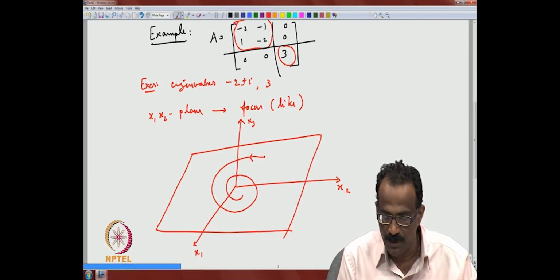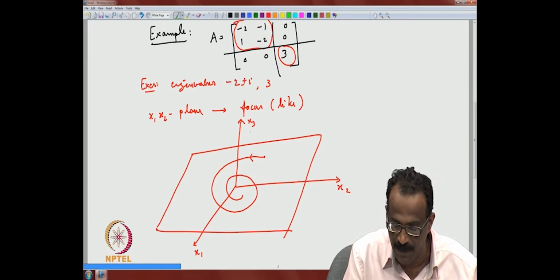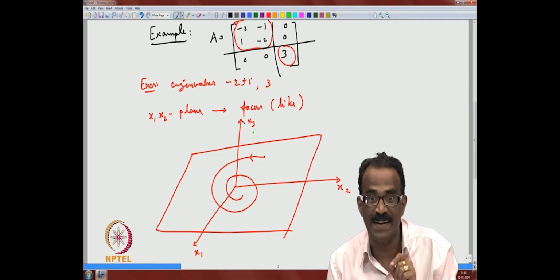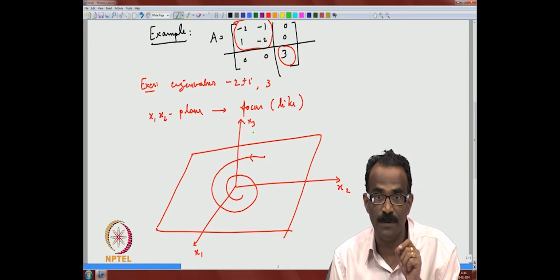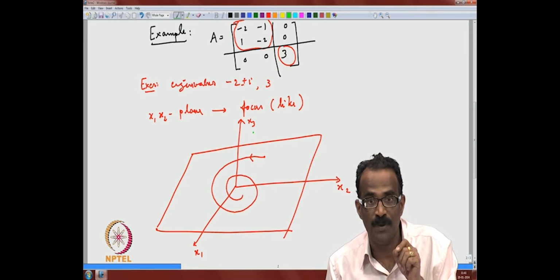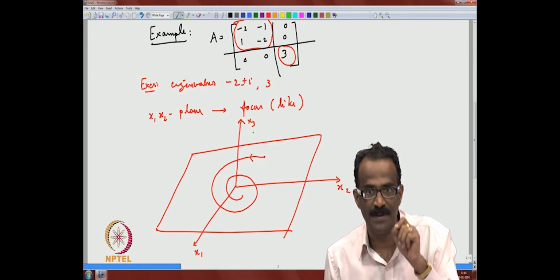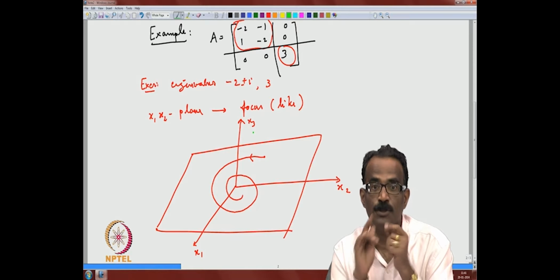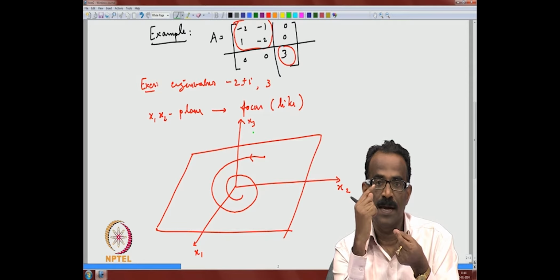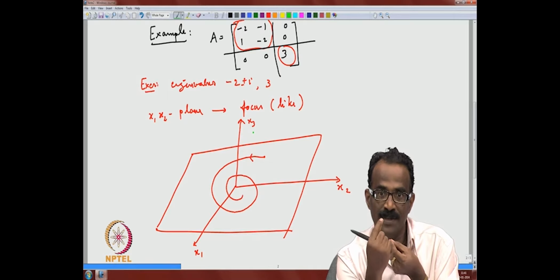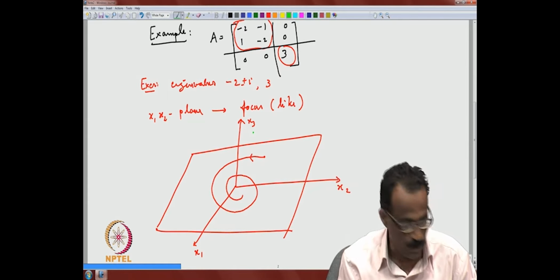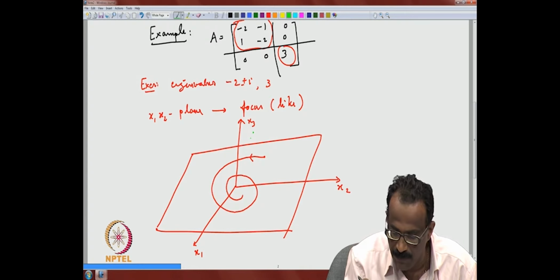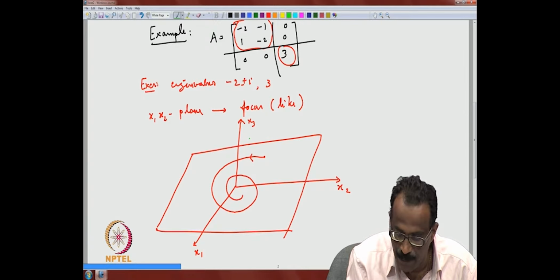But on the other hand, now suppose I start a point from anywhere arbitrarily. What will happen? For the x3 component, the eigenvalue is 3. So the x3(t) will be x3(0) into e power 3t. So the x3 component, as t tends to infinity, will tend to infinity. But then x1 and x2 is something like a focus. So it will move around that axis, but then moves away along the x3 direction. So if you start from anywhere other than in the plane, it will move like this.